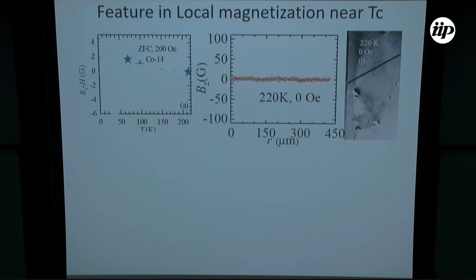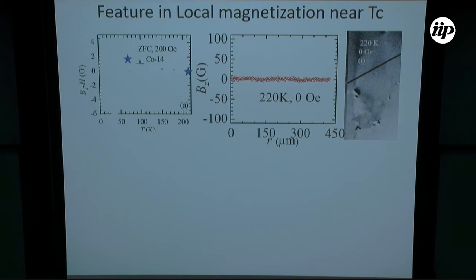And what do we see? This is at 220 Kelvin. The sample is roughly about a millimeter wide. You don't really see much. In the magneto-optical image, there is almost no contrast. This is at 220 Kelvin, and the field is very, very low, about 0.2 Gauss. If you take a line scan across it and measure the local field as a function of distance, there is almost no feature that you see across this line.